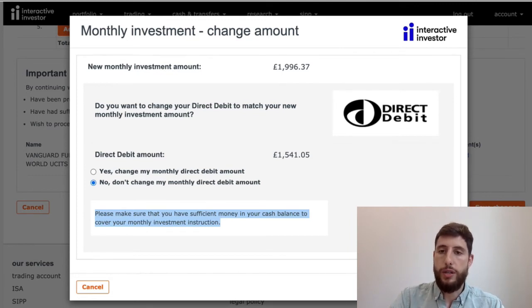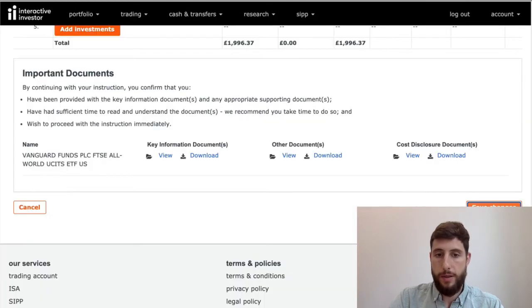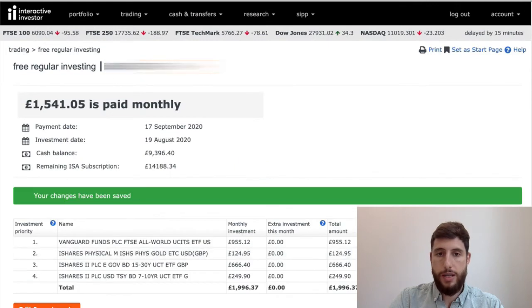So this is good when you've got some cash reserves in this particular fund. And in this particular example, we do. So why don't we do that? So we can say, no, don't change my monthly direct debit, take it from my cash. And that's okay because in the cash balance, we've got a nice amount of money.